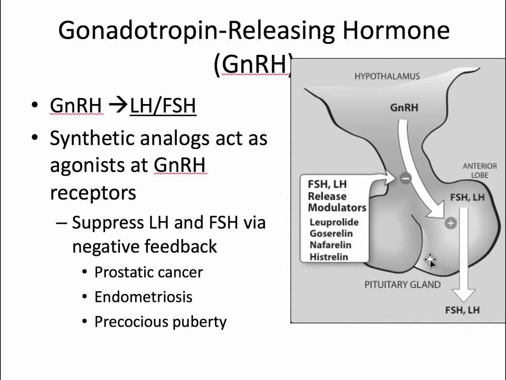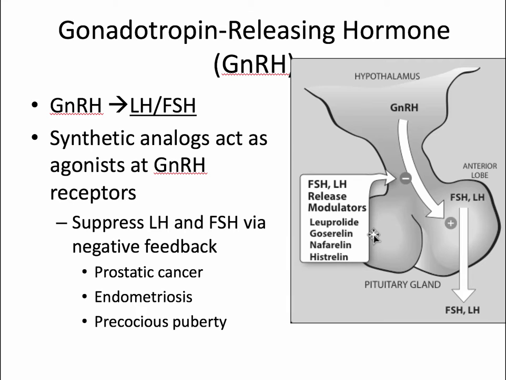And so once FSH and LH are in the bloodstream in the female, they're going to help to regulate ovulation, and in the male, sperm production. And so we can make analogs that would bind to our gonadotropin releasing hormone receptors. And we prescribe these for things like prostate cancer.